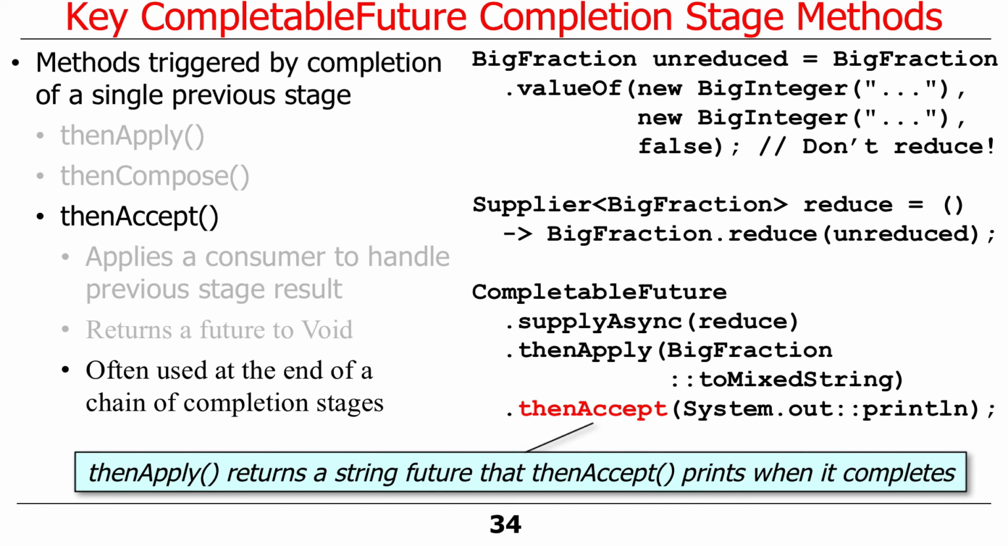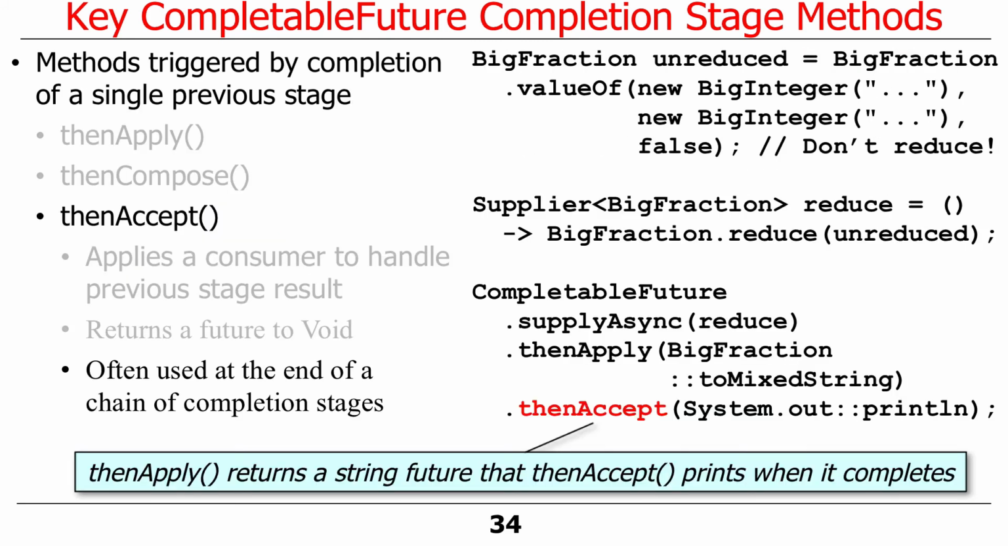So you can see here we've got the same example we did before. We do the reduction in a background thread in the pool. When that's finished, we convert the fraction to a mixed string. When that's done, we then accept the result and we call println or whatever, and that has the side effect of printing the result. So it doesn't return a value, it just has a side effect. So thenApply returns a string future that thenAccept prints when it completes. So it has a side effect to do that.